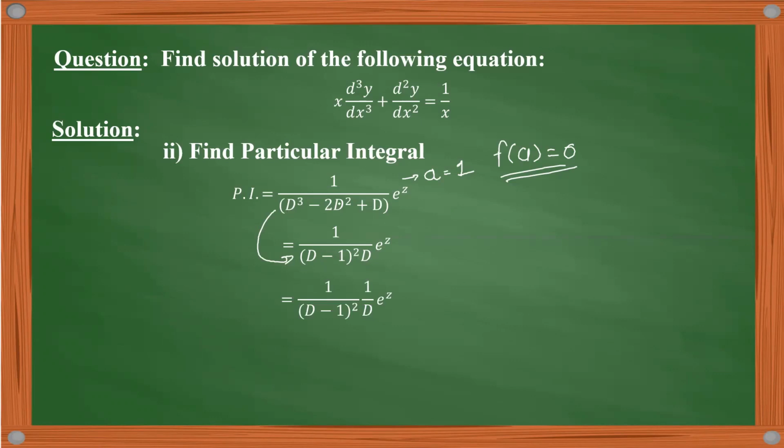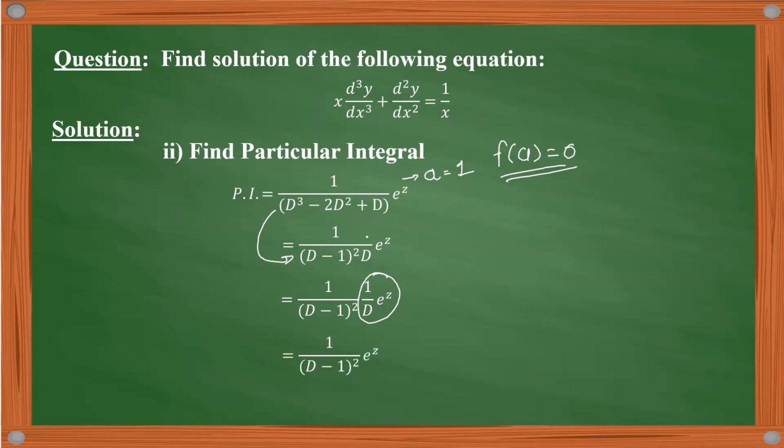Now first, we will apply this e raised to z on 1 upon d. Now we know that 1 upon d on e power z means that we need to integrate e raised to z with respect to z one time.